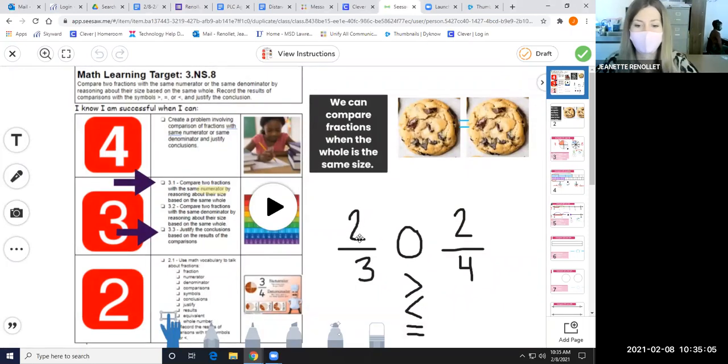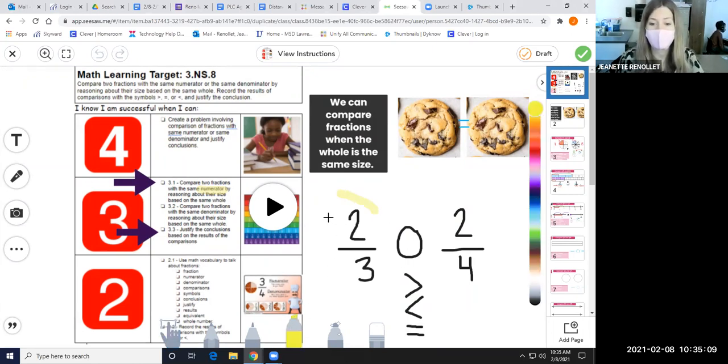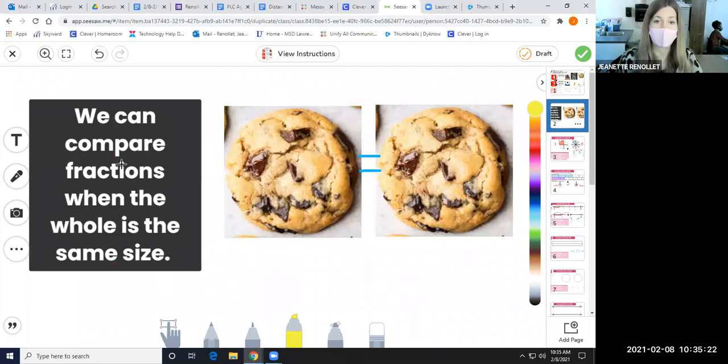All right, so today we're going to keep practicing the skill of comparing fractions when the numerators are the same, but the denominators are different, which means our one whole is partitioned into different parts. Don't forget that when we compare fractions, the wholes are the same size so that it's fair.